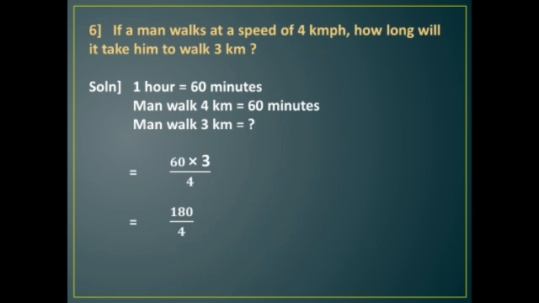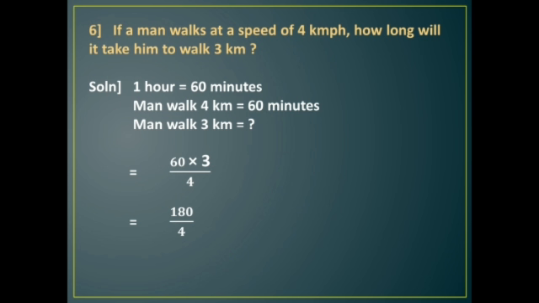Question number 6. If a man walks at a speed of 4 km per hour, how long will it take him to walk 3 km? So the man is walking how much? 4 km in 1 hour. So we have to find in 3 km how much time he is taking. So 1 hour is equal to 60 minutes. So in 60 minutes he is walking 4 km.